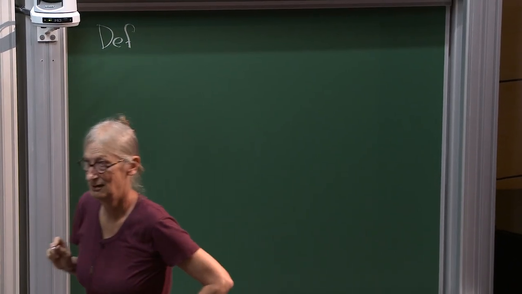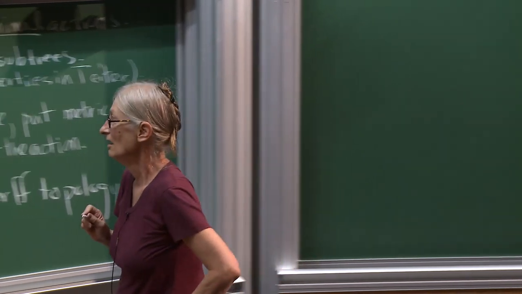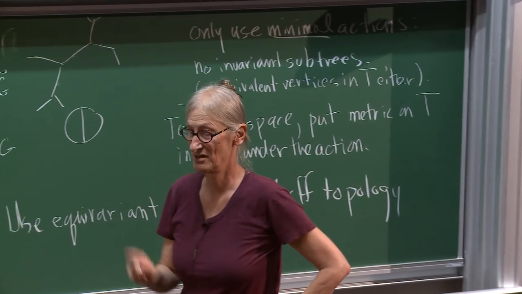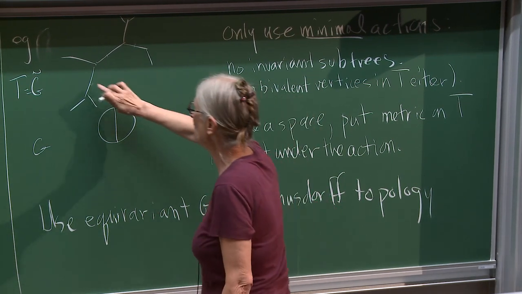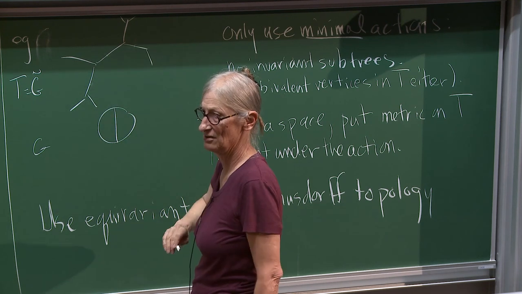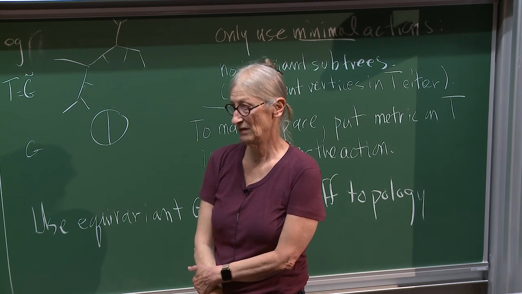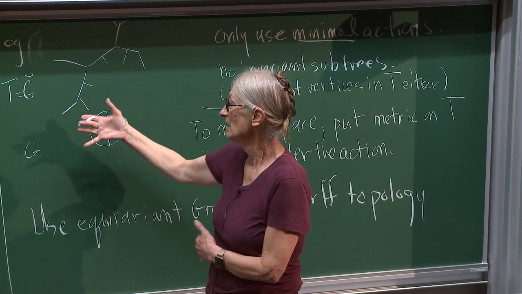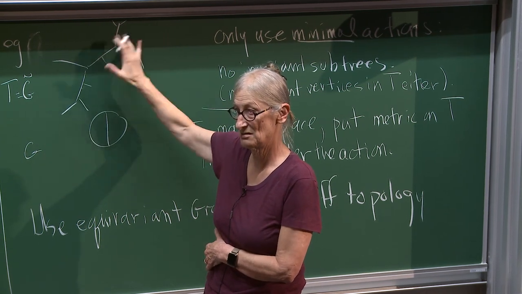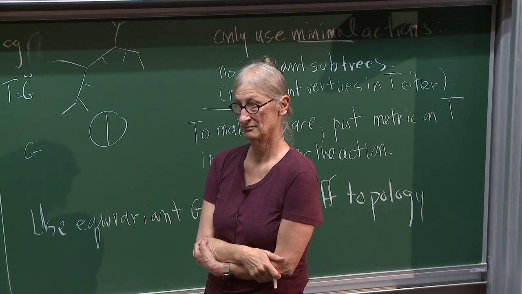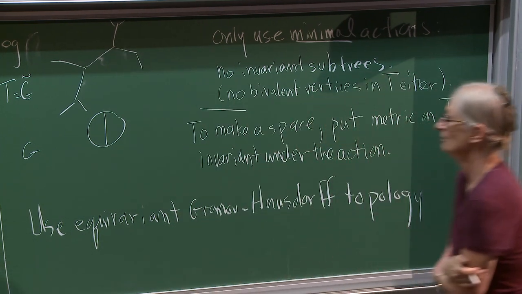Yeah? Is there any way to draw what an invariant subtree would look like? This is one of your exercises. One thing you could do is, supposing you had a perfectly nice action on a tree, and you put a little spike in the middle of every edge, so that the group still acts on this tree, but these spikes are completely unnecessary because the tree without the spikes is an invariant subtree. Okay?